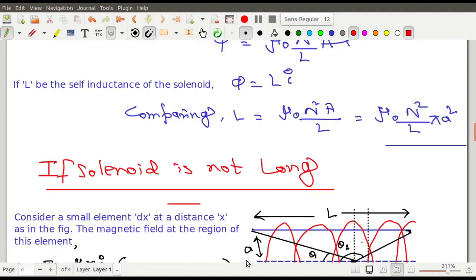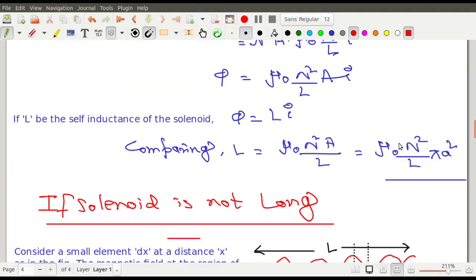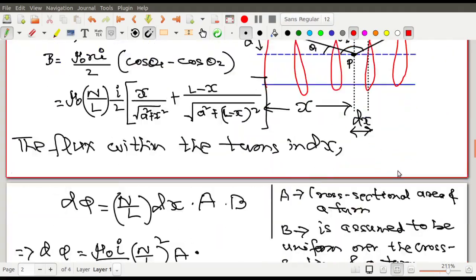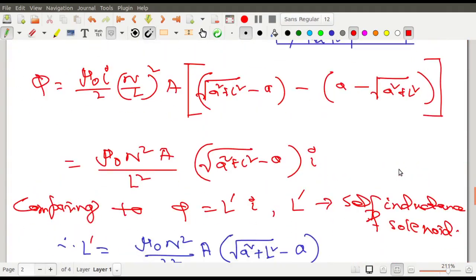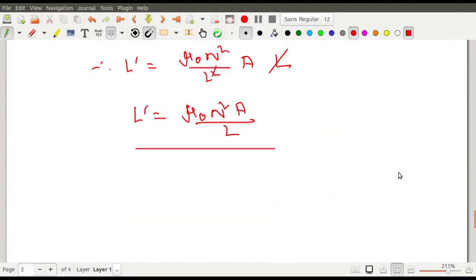Match it with the earlier one, you will see the same comes. You see over here mu 0 n square by l into capital A. Is it clear? So it matches well with our expression. I hope that you have understood the situation, what we are trying to do here. So here the discussion on self inductance is over.